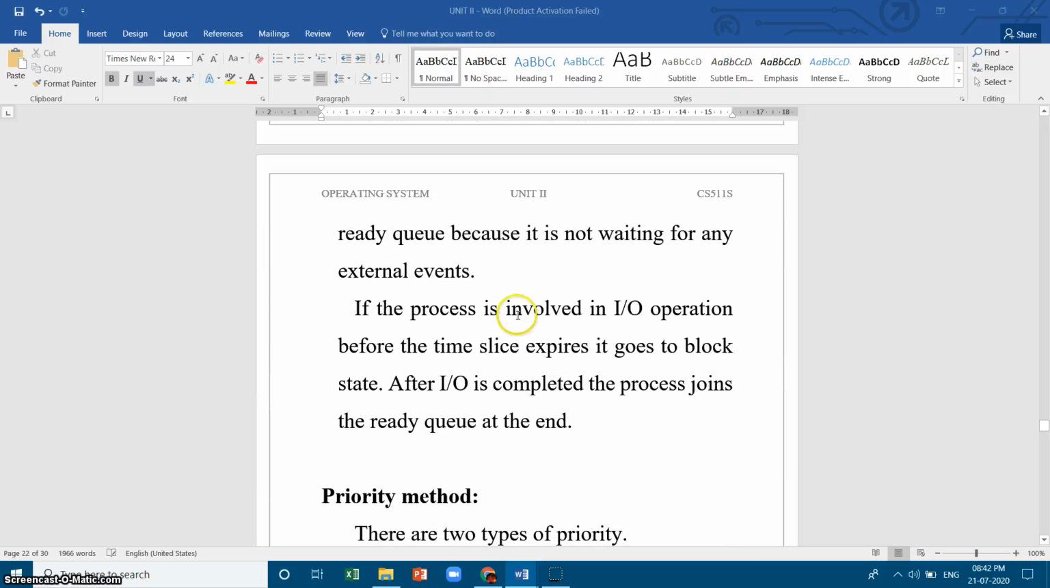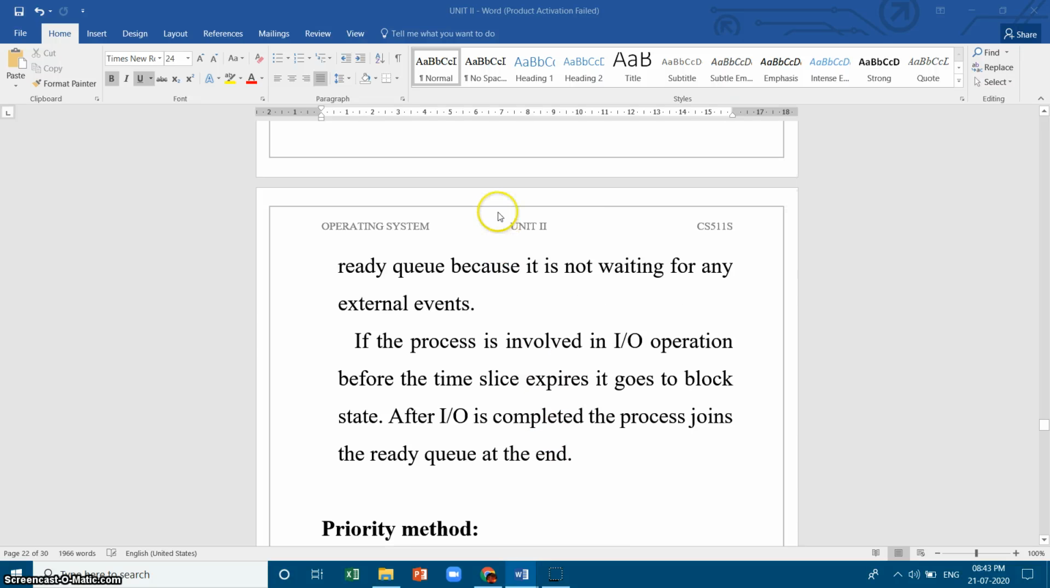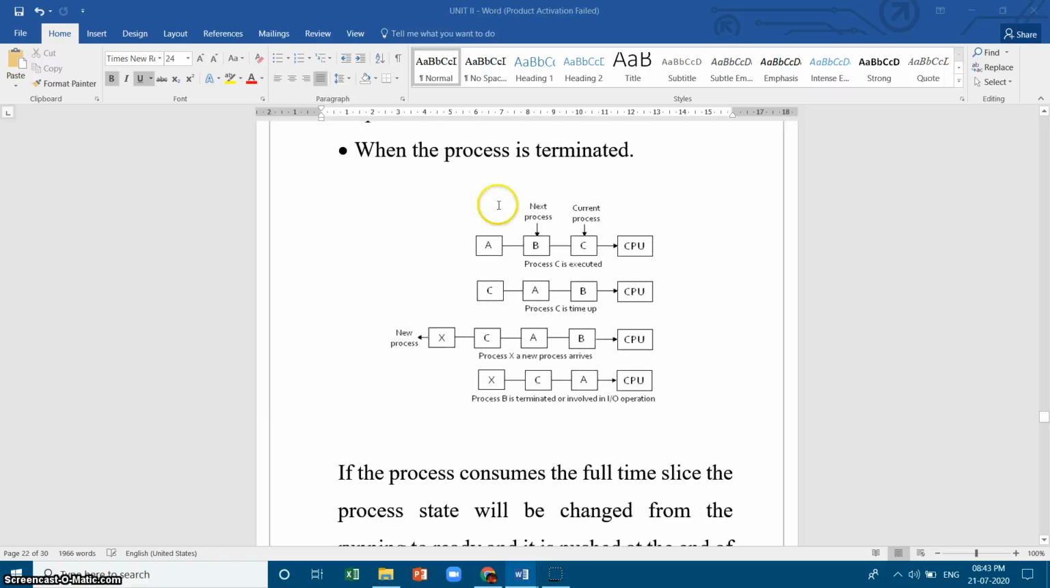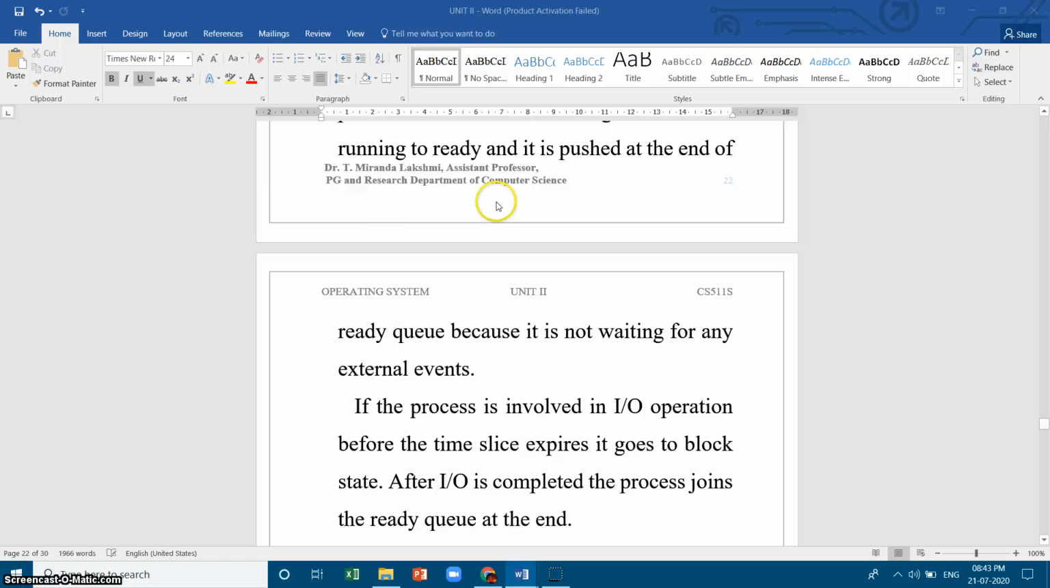Similarly, if the process is involved in an IO operation before the time slice expires, I have given 2 minutes of time. After 1 minute it has gone for an IO operation, then that process might go to a blocked state. After the IO is completed, the process again joins the ready queue. So this is your round robin method. The round robin method is fully based on your time slice.